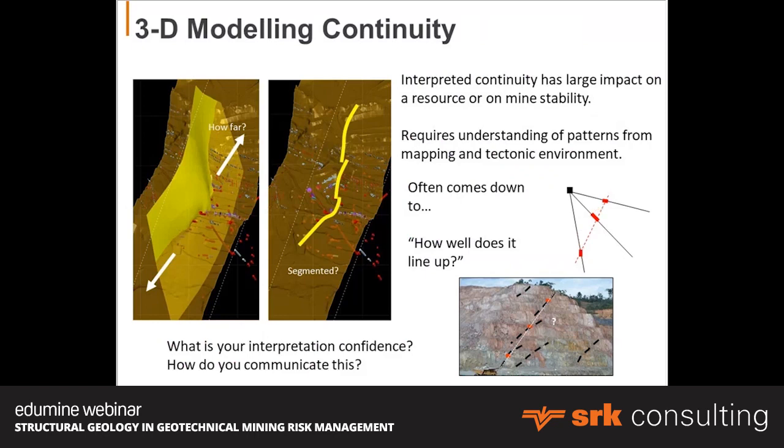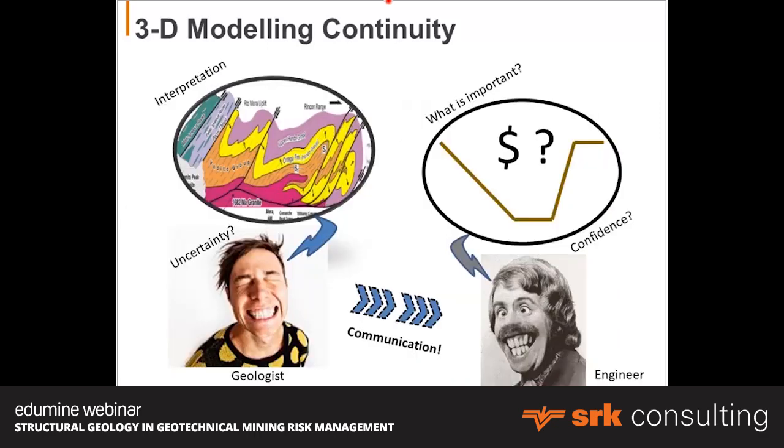This is a great example from an open pit. You see different fault segments, and if I had one single drill hole through there, you would see the 3 intersections lining up. That does not mean that it is one continuous fault that could impact the entire slope, as opposed to these separate segments that won't impact the entire slope. So think about what is the confidence of your interpretation, and how do you communicate that to the engineer?